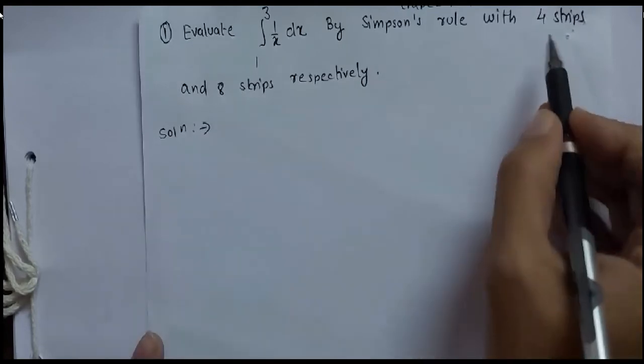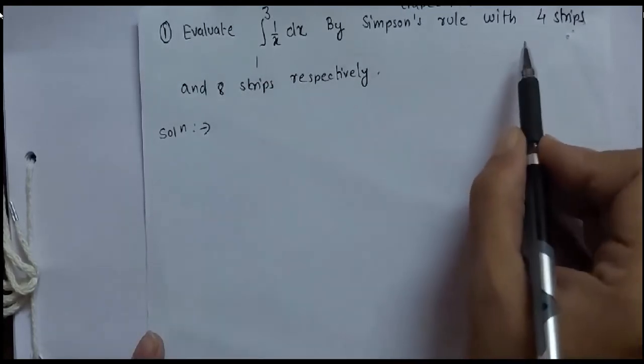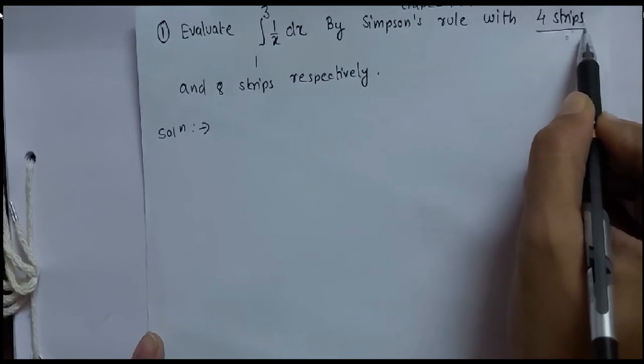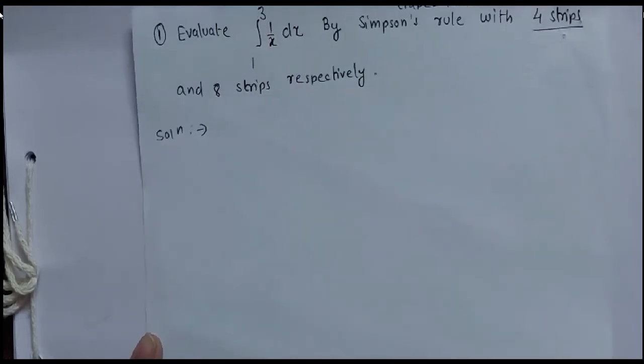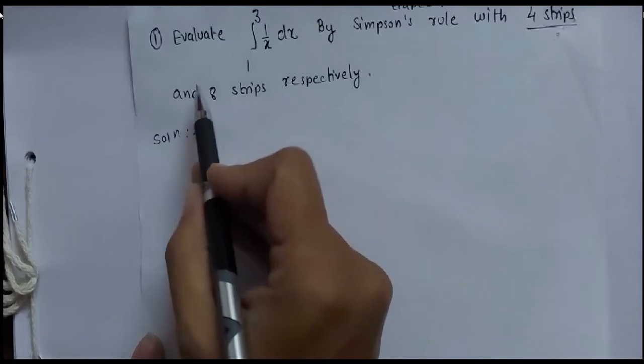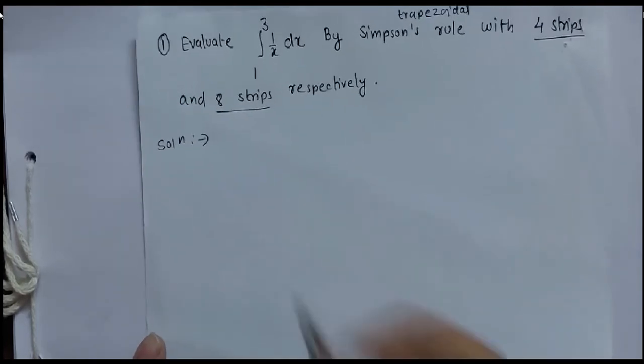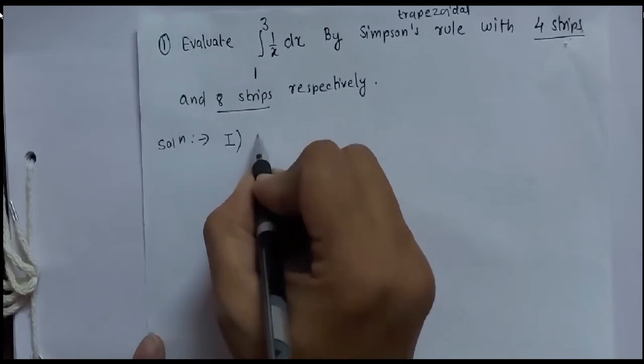Here they are not giving the value of h. They simply told us to divide the interval 1 to 3 into 4 strips, and for the second part divide it into 8 strips. So first we will solve for 4 strips.